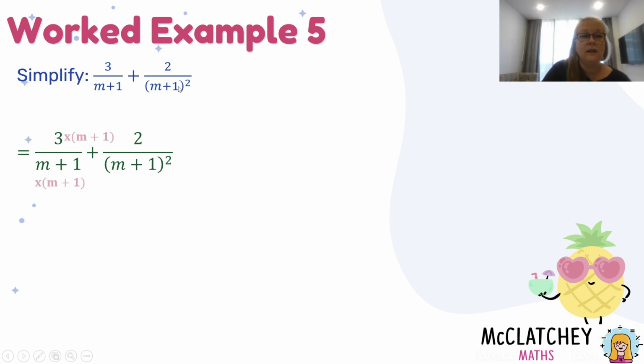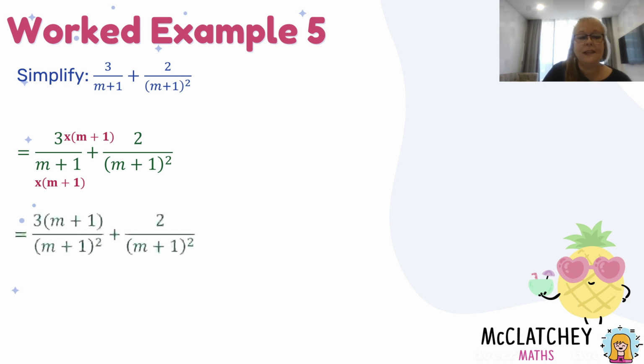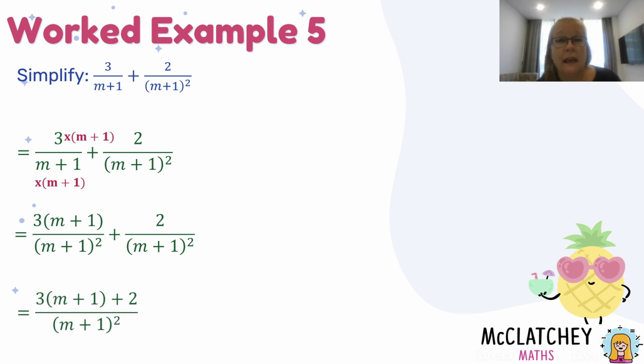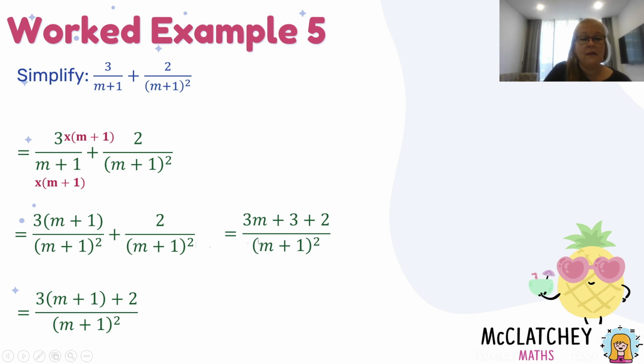So let's do it. We're going to multiply both parts of the left-hand fraction by n plus 1, leaving it in brackets again. So we've got now 3 times n plus 1, and we've got this common denominator of n plus 1 all squared. So now I could bring the denominators together, I could bring the numerators together, and now it's time to expand those brackets. 3 times n makes 3n, 3 times 1 makes 3, and simplify that numerator by collecting the like terms. 3 plus 2 makes 5.